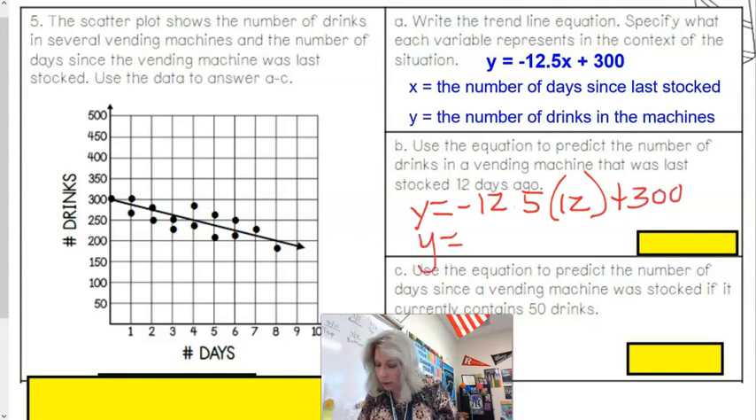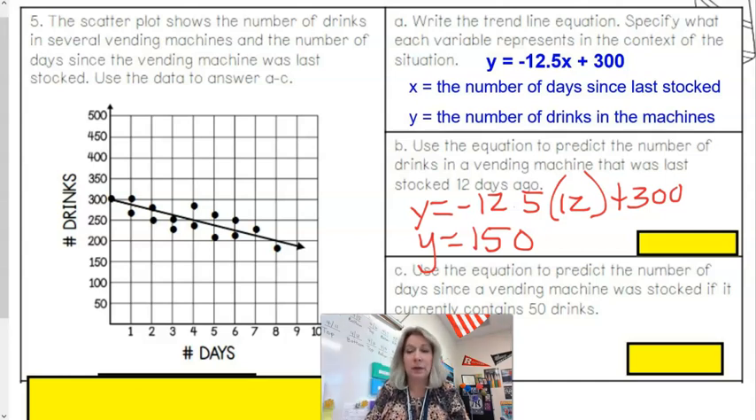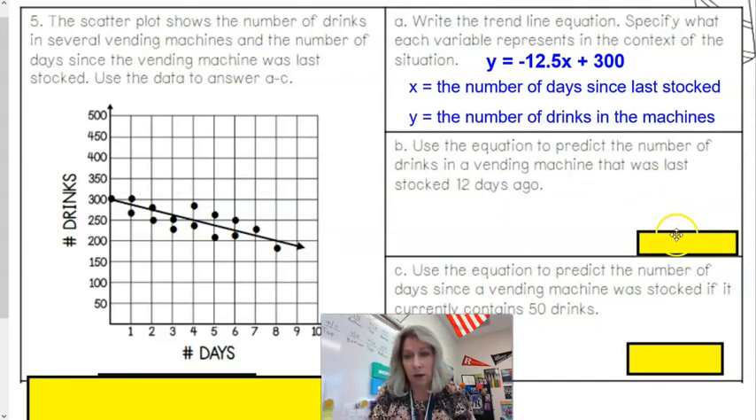So I'm going to take negative 12.5 times 12 days, and then add 300, and it's 150. So 150 drinks. We'll be down to 150 drinks. And that is the answer, 150 drinks.